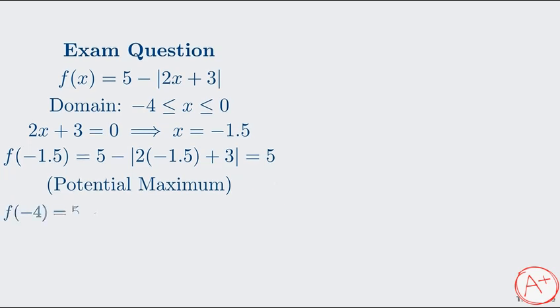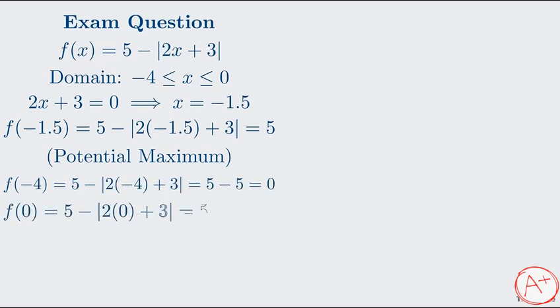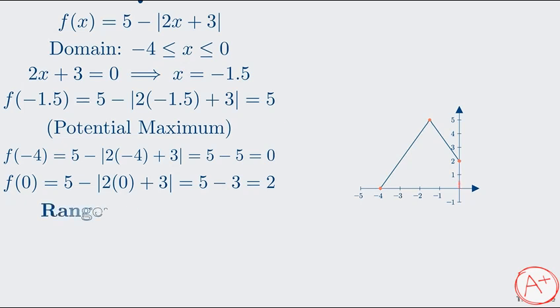Now we check the endpoints of the domain. For x equals -4. For x equals 0. Comparing our values, the highest y is 5 and the lowest y is 0. The range of f is the set of values from 0 to 5 inclusive.